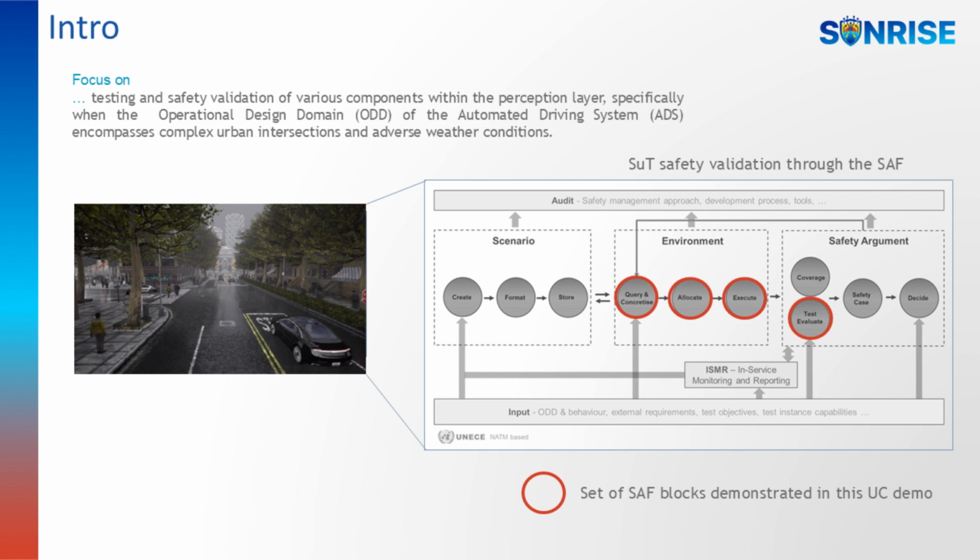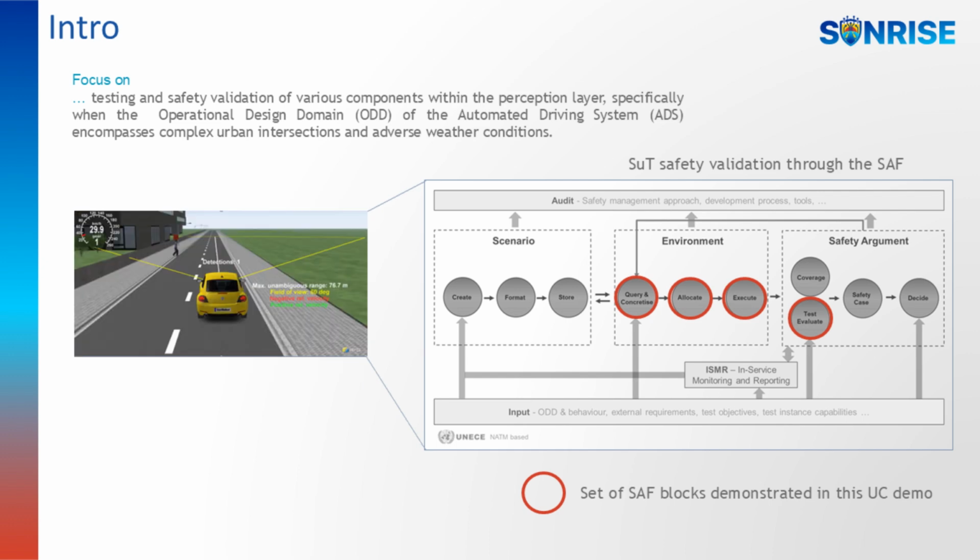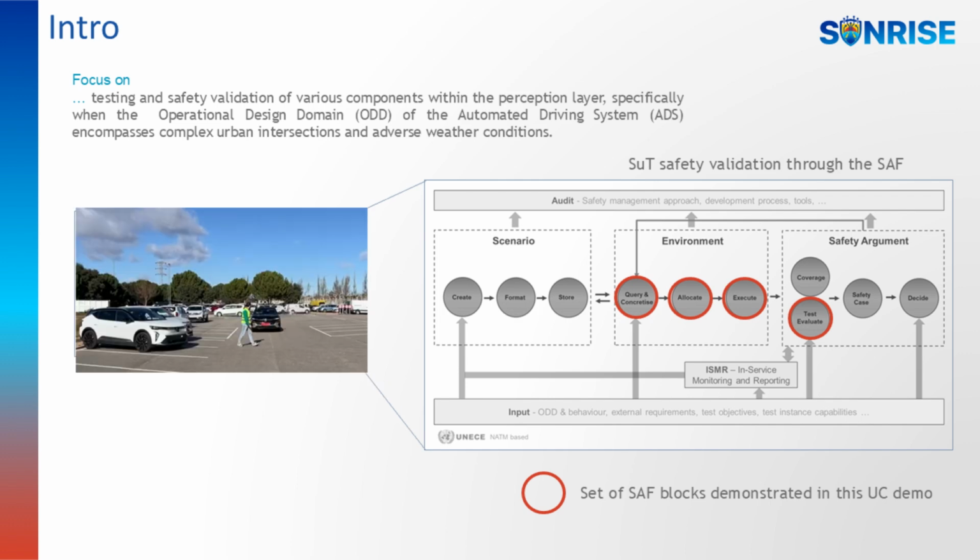The query and concretize block was used to define parameters, parameter ranges, and perform scenario sampling and concretization. In the allocation block, the test case requirements were compared with the test instance capabilities. The next step was to execute the allocated test cases, virtual and on proving ground, using individual simulation frameworks and AD functions per partner. Finally, the results were then processed and compared to the evaluation criteria.